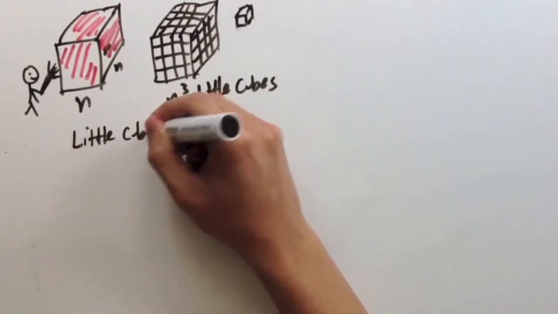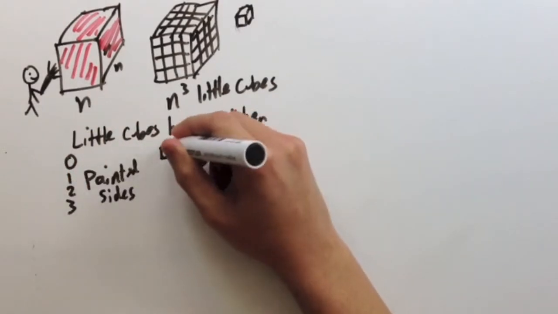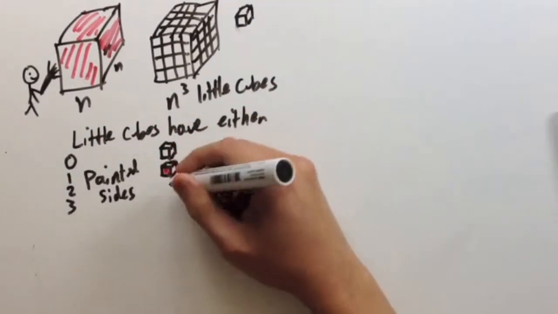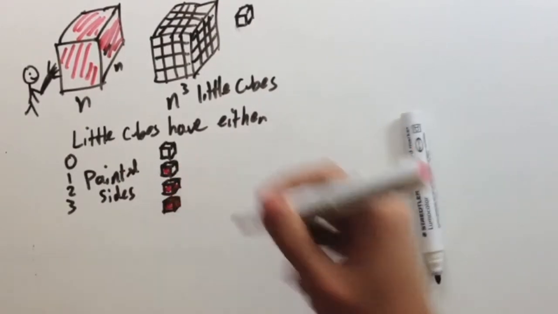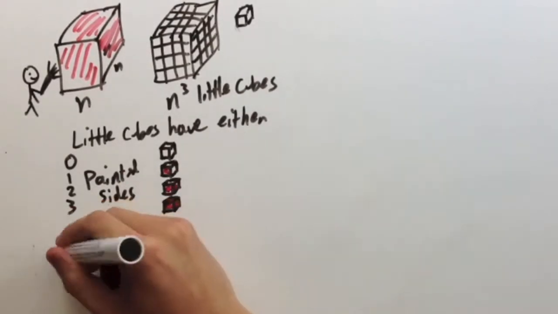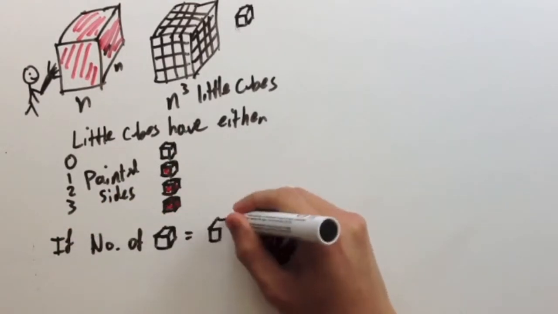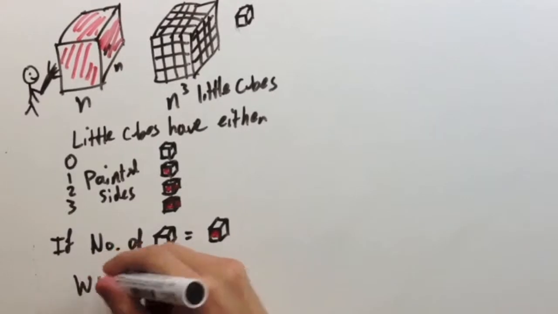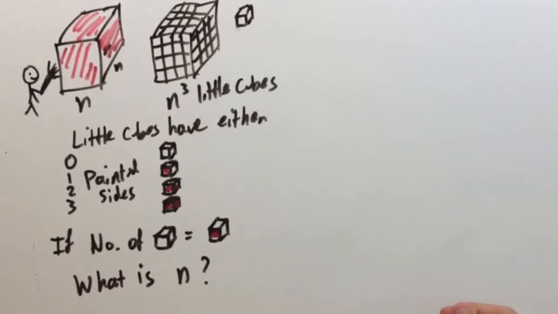It follows that the number of little cubes have either 0, 1, 2, or 3 painted sides. So the question asks, if the number of cubes with no painted sides equals the number of cubes with one painted side, what does the value of n have to be? Any ideas, guys? No problem.